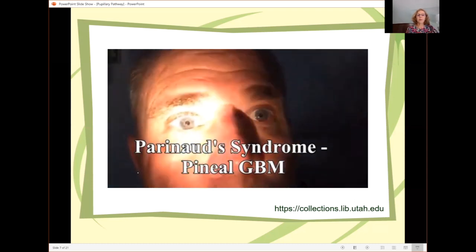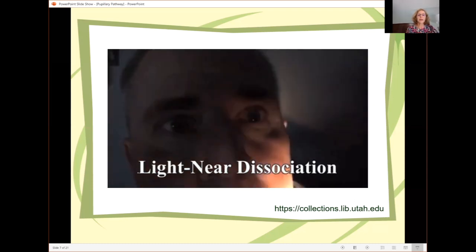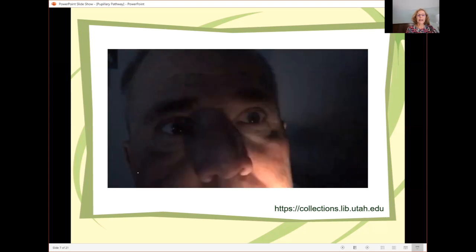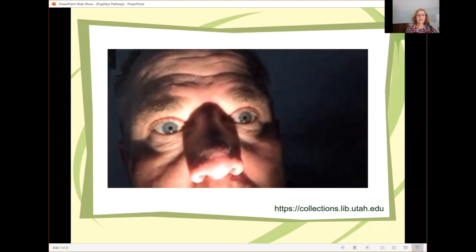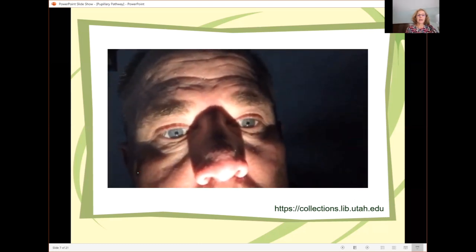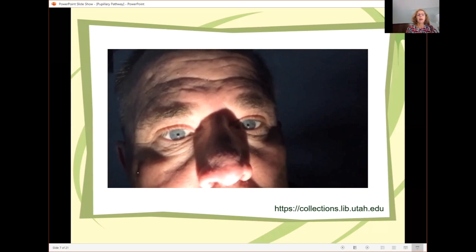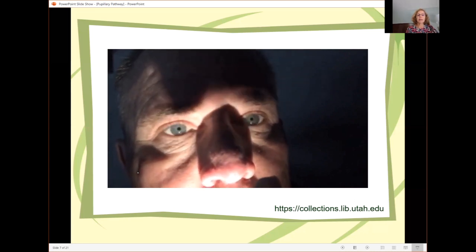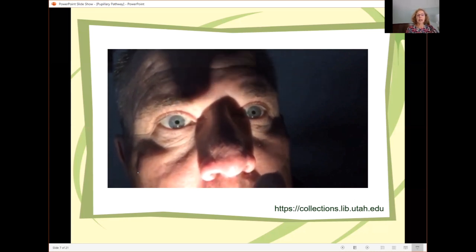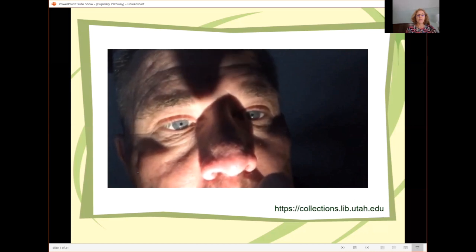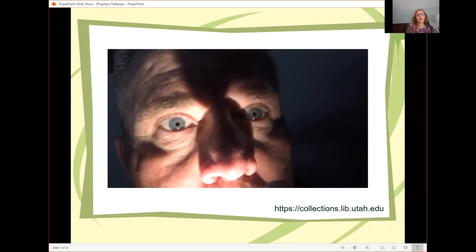Here you'll see the pupils are fairly normal size, but they don't react to light. Now when he converges, you can see that very quickly those pupils get smaller. And when he looks back in the distance, they dilate again. So again, this is an example of light near dissociation.